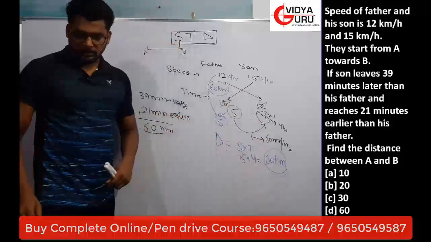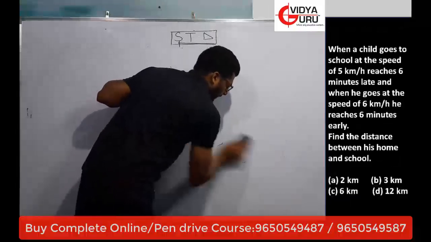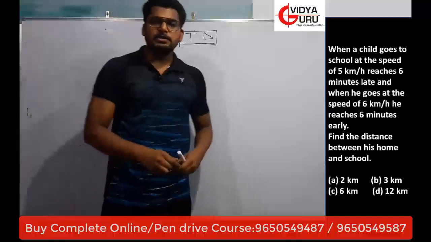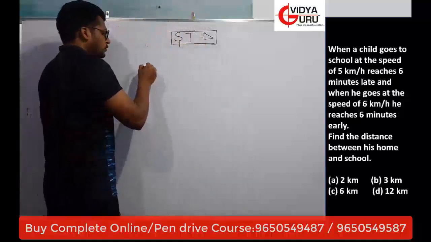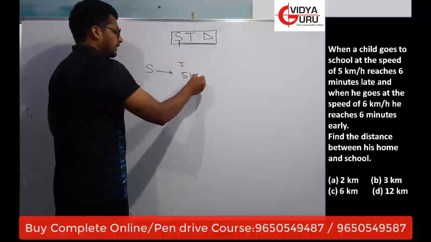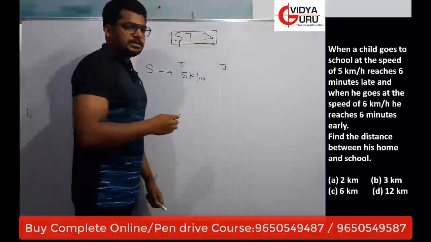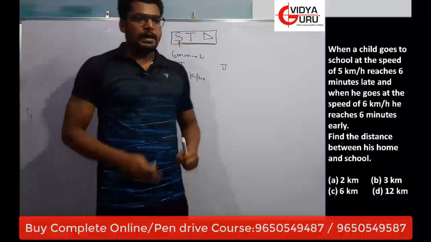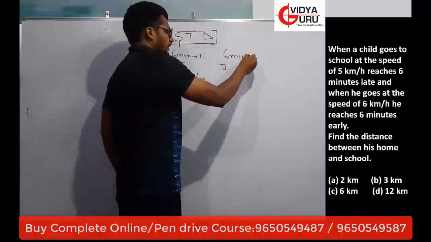So moving on to our next question. What is the next question saying? When a child goes to school at a speed of 5 km per hour, in the first case with a speed of 5 km per hour, he reaches 6 minutes late. He is 6 minutes late. And if he goes with speed of 6 km per hour, he is 6 minutes early.